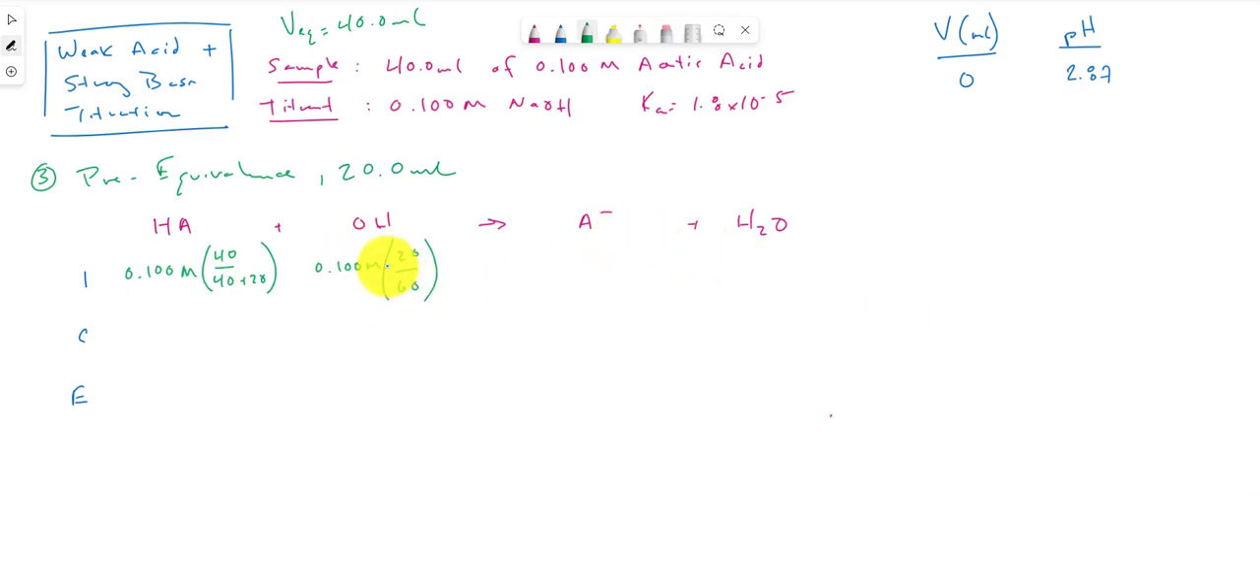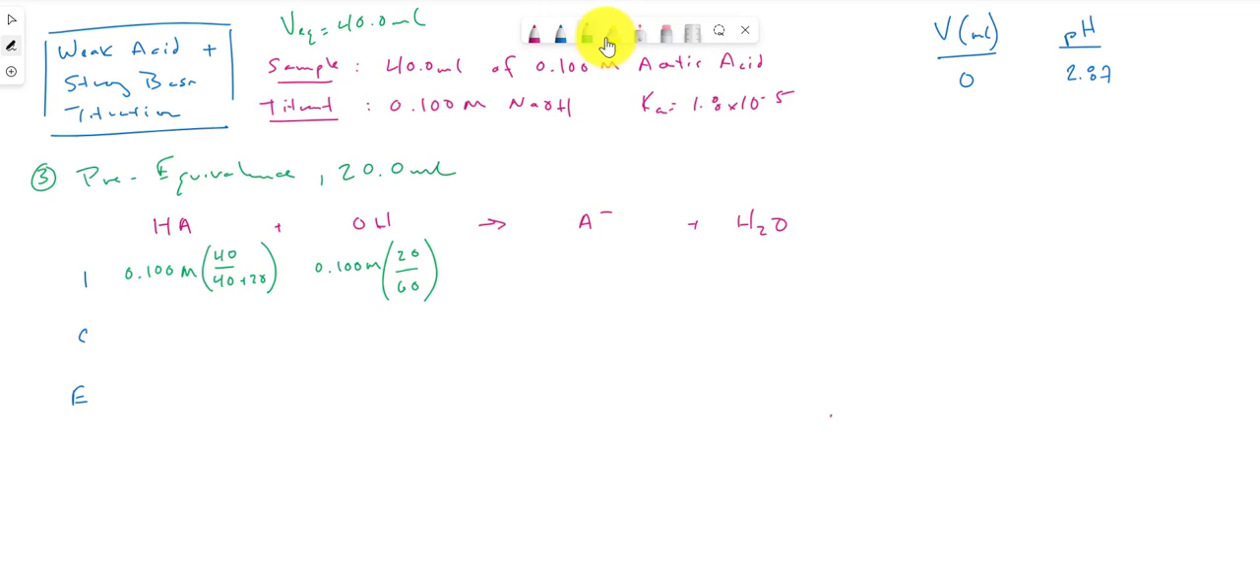We can take a similar approach for the OH because our titrant is also 0.1 molar. We're adding 20 mils of it, but remember the new volume is the same as for HA. This is the same beaker for both of these systems, which is 60 mils. So the new concentration of OH at the initial condition is going to be 0.1 times 20 over 60.